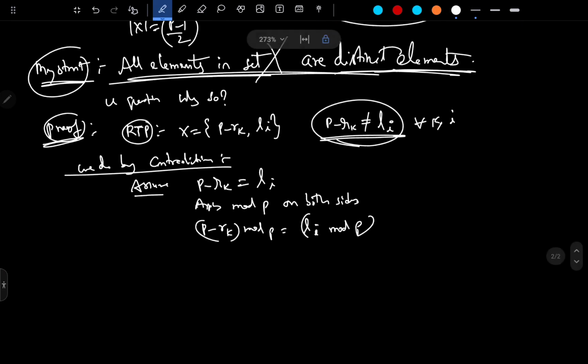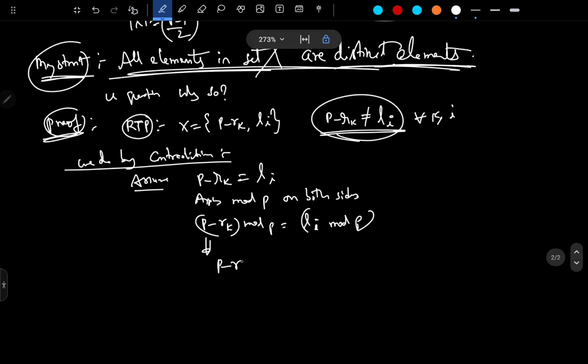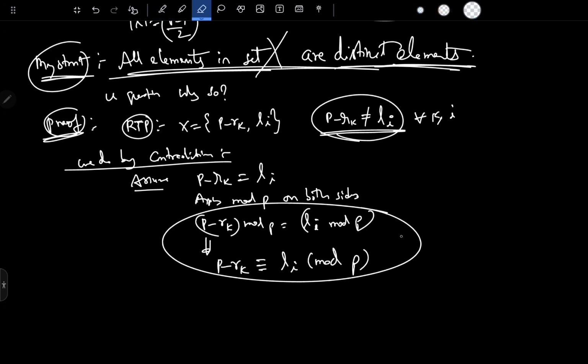From this, what can I write? I can write it as a congruence, or not? It's just a different form of notation. Okay, this is normal, don't fear.